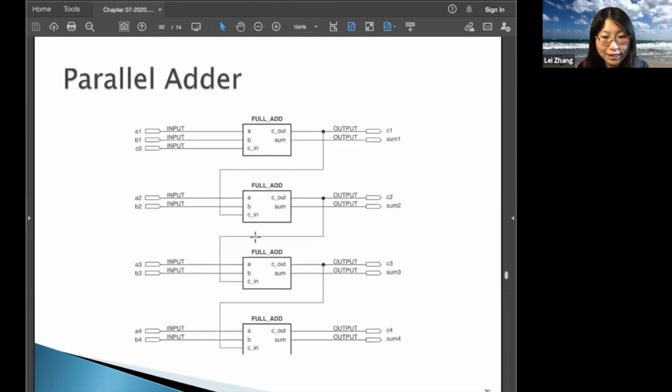So in this example, is the top one the LSB or the MSB? I'm going to ask you to tell me. So is this A1 the LSB or the MSB? Think about it.